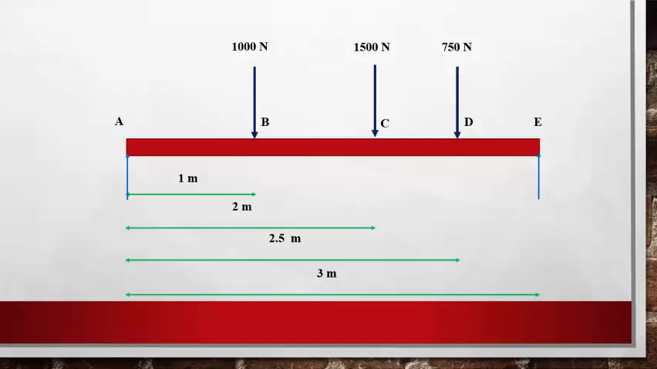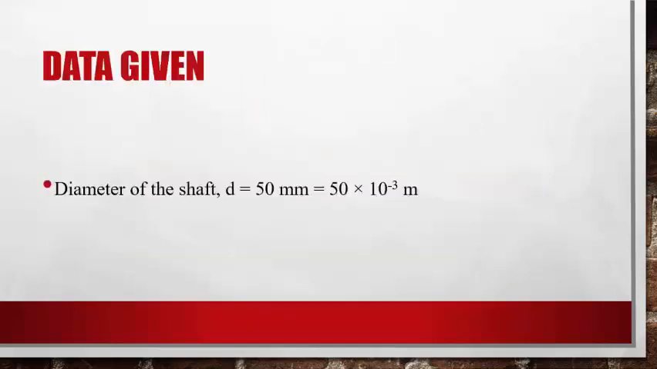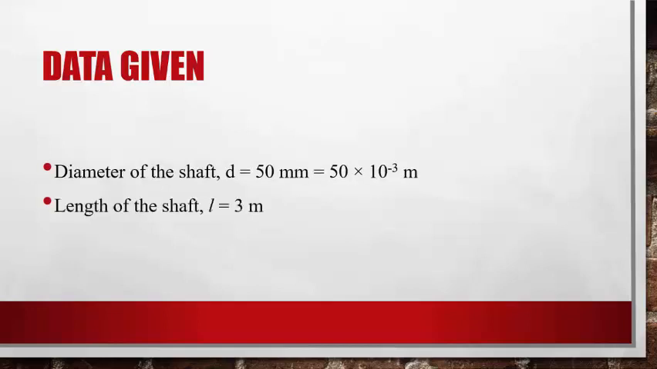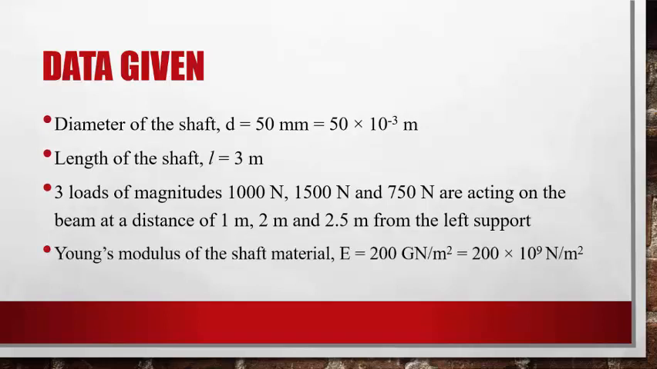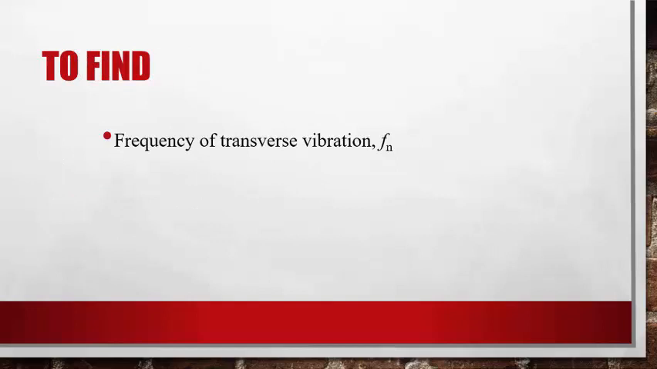Okay, the data given in the problem are: the diameter of the shaft, small d, is 50 millimeter, that is 50 into 10 power minus 3 meter. The length of the shaft, small l, is 3 meter. Three point loads are acting on the shaft with the magnitudes of 1000 Newton, 1500 Newton and 750 Newton at a distance of 1 meter, 2 meter and 2.5 meter from the left support. Young's modulus of the shaft material is given as 200 giganewton per meter square, that is 200 into 10 power 9 Newton per meter square. It is asked to find out the frequency of transverse vibration.